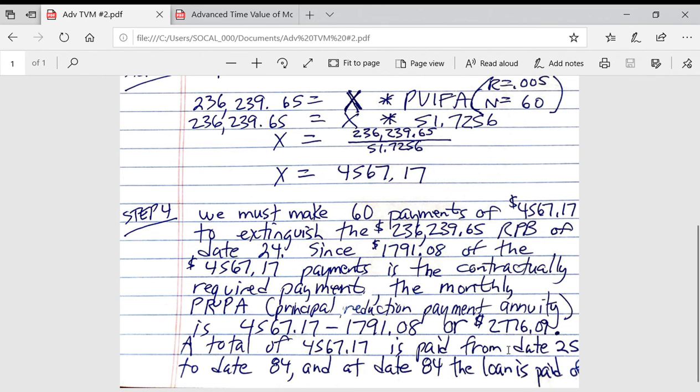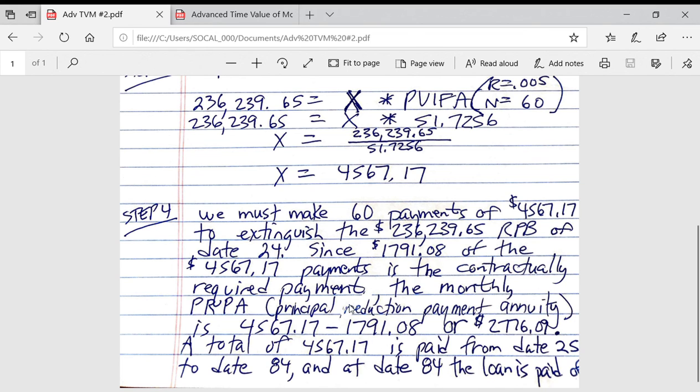A total of $4,567.17 is paid from date 25 to date 84, and then after the date 84 total payment of $4,567.17, which again includes $1791.08 of the contractually required payment and $2,776.09 of the principal reduction payment annuity that we're voluntarily making. And so again, a total of $4,567.17 is paid from date 25 to date 84, and then at date 84, the loan is fully paid off. So at date 84, the loan's paid off.